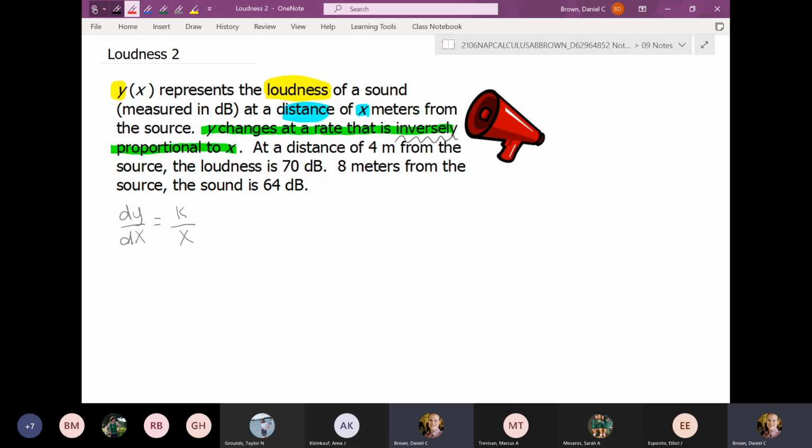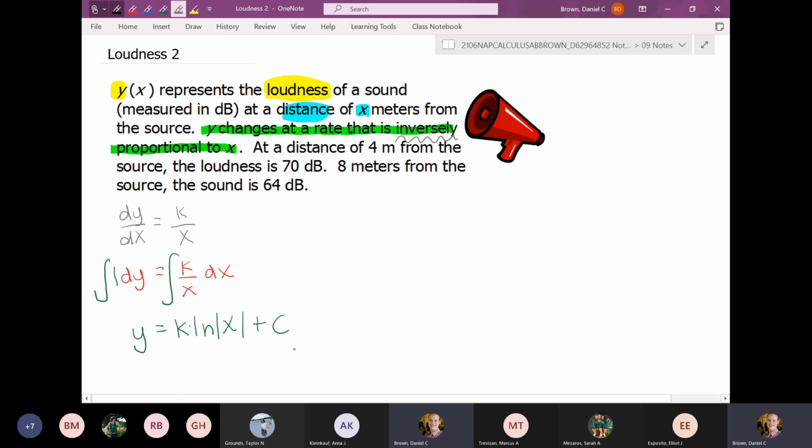Going about it the long way, we want to separate the variables. So I have dy is equal to k over x dx, not really a y that we need to deal with. Take the integral of both sides. There's a 1 right here technically. So we have y is equal to k, a coefficient, x is in the denominator raised to the first power, so k times the natural log of the absolute value of x, plus C.